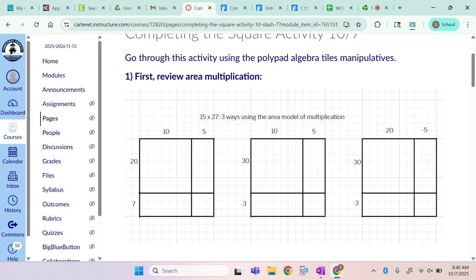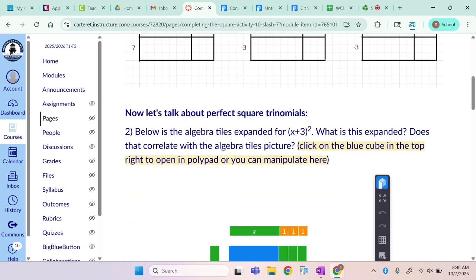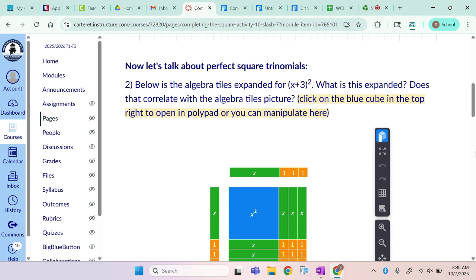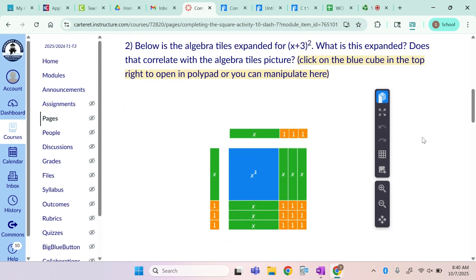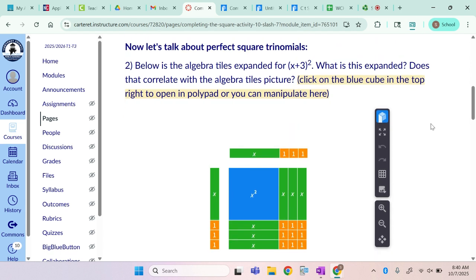Essentially, algebra tiles are very similar to base 10 blocks. Do you remember doing base 10 blocks in elementary school where you get a big square and that's 100, and you get a rectangle and that's 10, and then a little one that's the ones? Same thing, except now your big square is x squared, your rectangle is x, and your little square is 1.